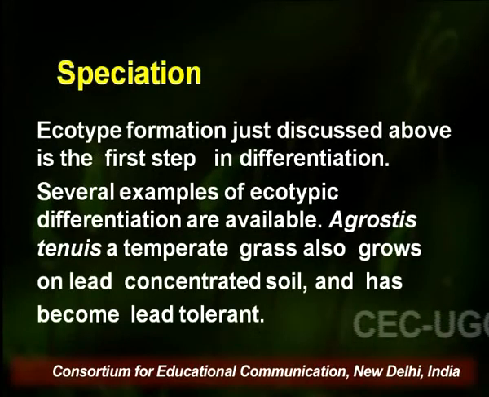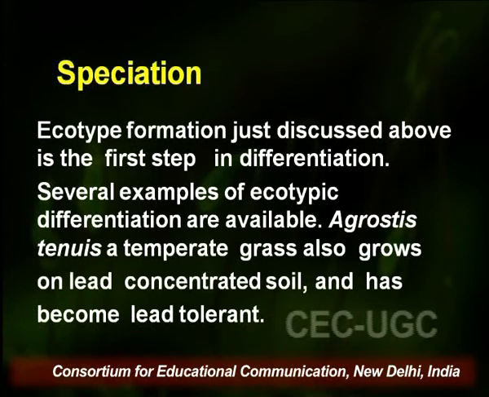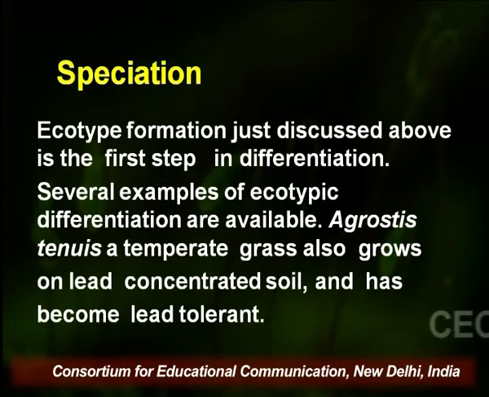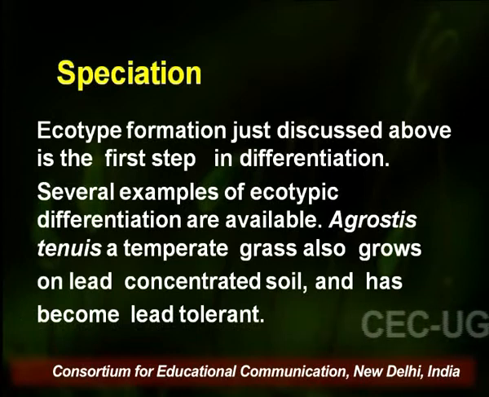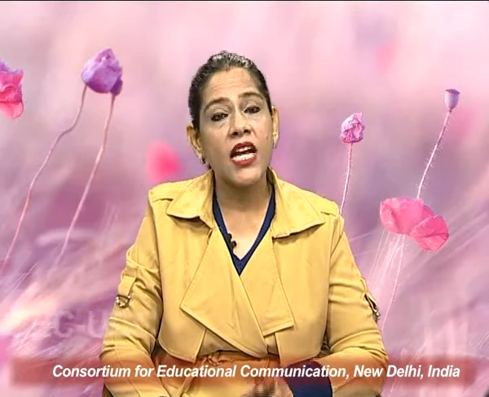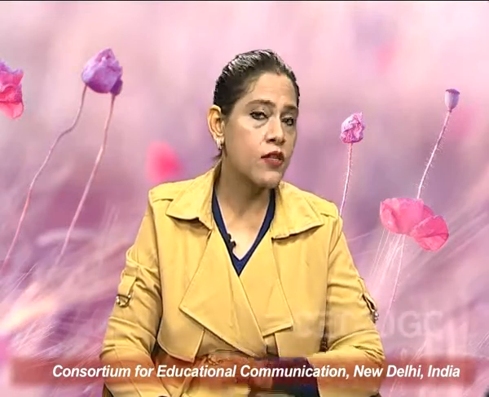Ecotype formation, just discussed above, is the first step in speciation, in differentiation. Several examples of ecotypic differentiation are available. For example, Agrostis tenuis, a temperate grass, also grows on lead concentrated soil and has become lead tolerant. This character got fixed and is not lost even in the absence of the metal.